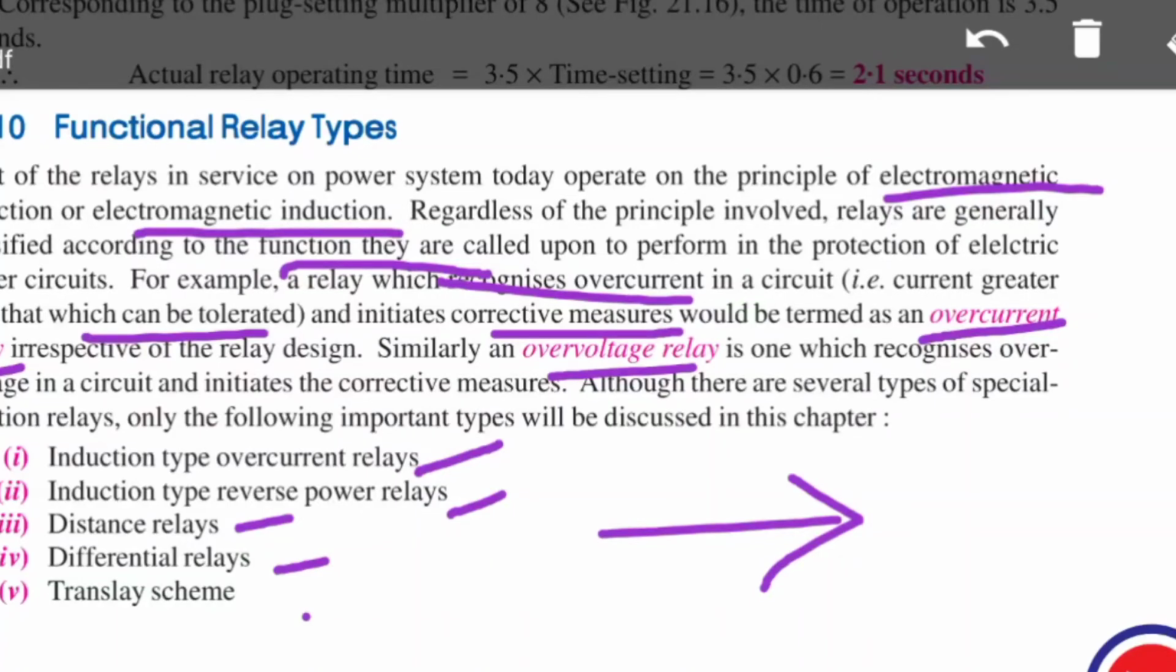In the next class we will go for functional relays, the different types, and how they work, including induction relays. To understand all this, you have to prepare from the first class onwards. After that you can get an easy idea.